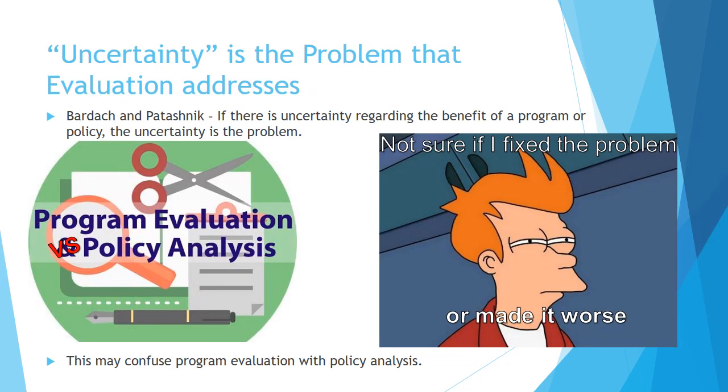Another aspect of defining the problem that Bardach and Patashnik use is this idea, or this notion, that uncertainty is the problem that evaluation addresses. In other words, they're saying that if there is an uncertainty regarding the benefit of a program or a policy or any problem, this uncertainty in and of itself is the problem.